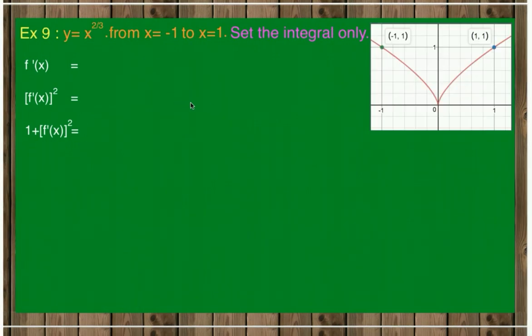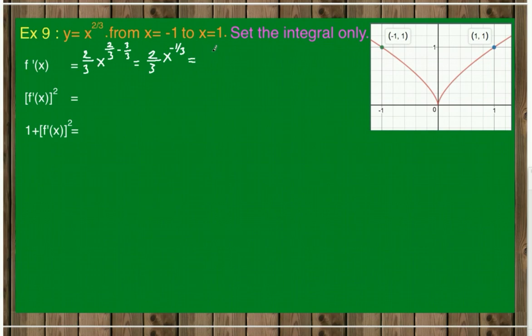Question number 9. Set the integral to calculate the arc length of y from -1 to 1. First, we're going to find the derivative of the function. So we can apply the power rule, bring the power to the front, and subtract 1 from the power. So 2 over 3 minus 1. 3 over 3 is 1, so minus 1. So what we get is 2 over 3 x to the negative 1/3.